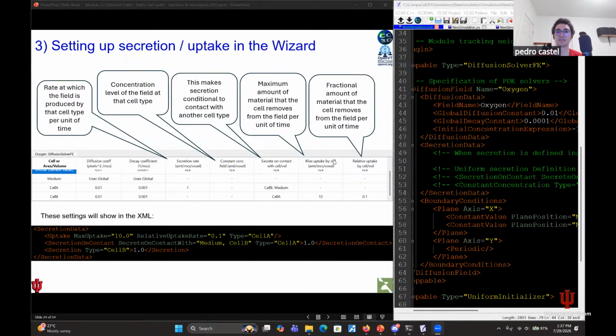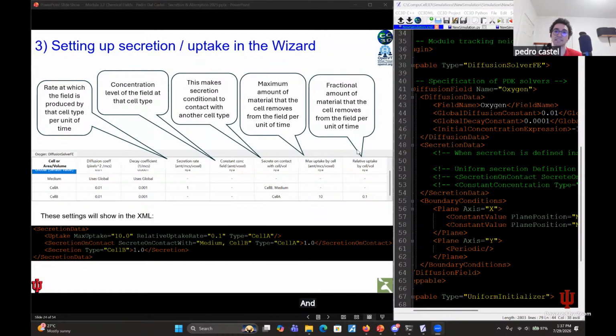You can set uptake. So uptake is absorption. I'm going to touch on how it works in a minute. But uptake, there are two parameters. One is the max uptake rate. So your cell will be extracting material from the field, and the max uptake is the maximum amount of field your cell can uptake per period of time.